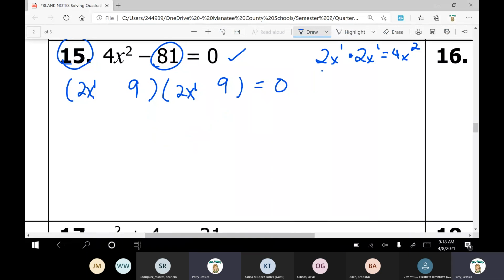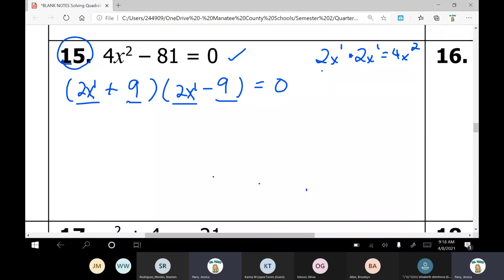So let's look at these here. We've got 2x to the power of 1, 9, 2x to the power of 1, 9. They should be the same because they're both perfect squares. The only thing that's different is one of them gets a plus sign, and the other one gets a minus sign. Then let's clean it up here. If we erase the exponent of 1 for both of these, we are all cleaned up. That was step 2, factor each side.